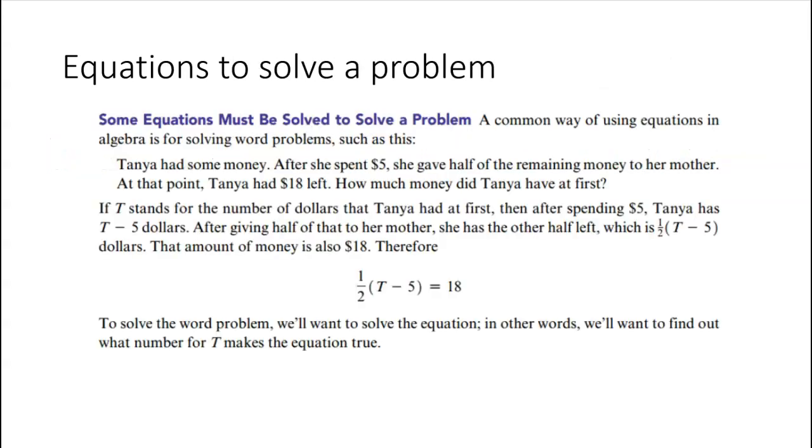We can also use equations to solve problems. A common way would be this word problem here. Tanya had some money. After she spent $5, so first, remember grouping symbols first, so she spent the $5 first. She gave half of the remaining money to her mother. So far we've been doing this in previous sections, 1/2 times, but then she had $18 left, and that is where we set it equal to 18. How much money did she first have? And so we could solve this equation after we model it.